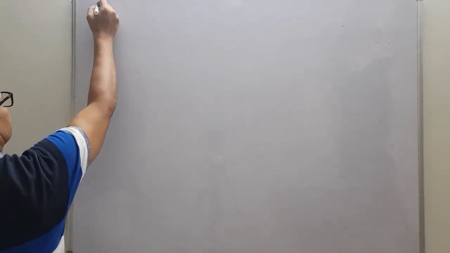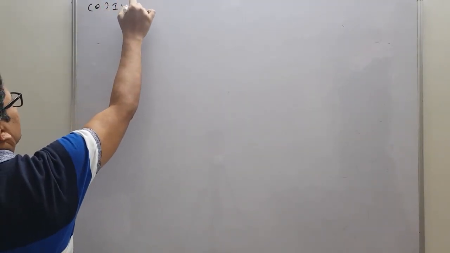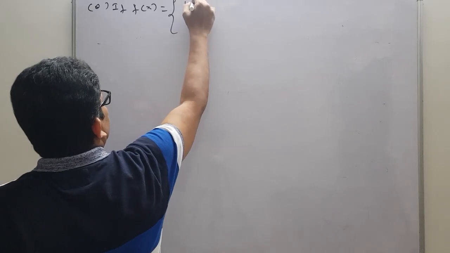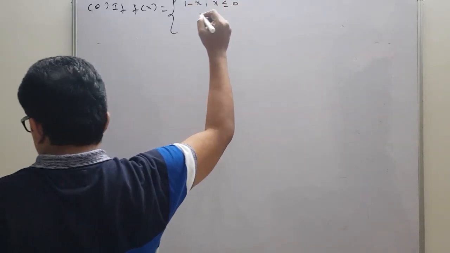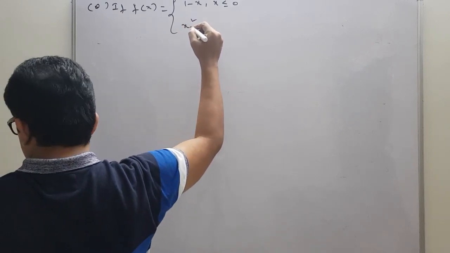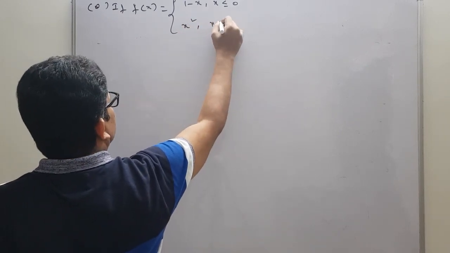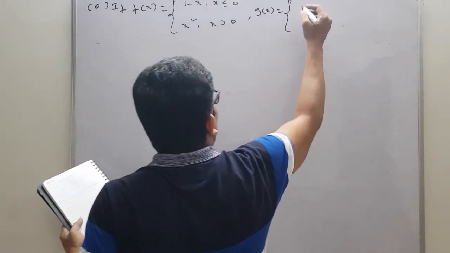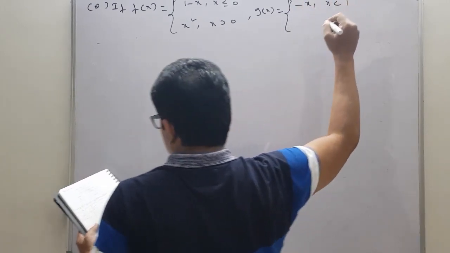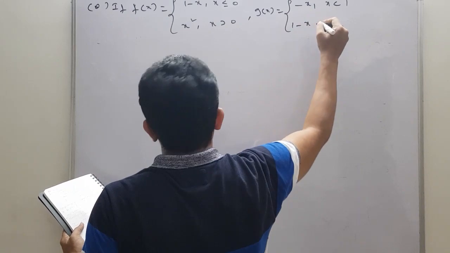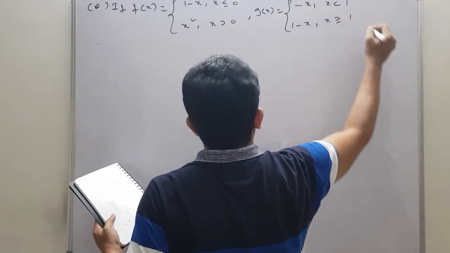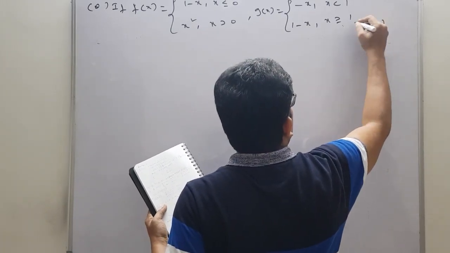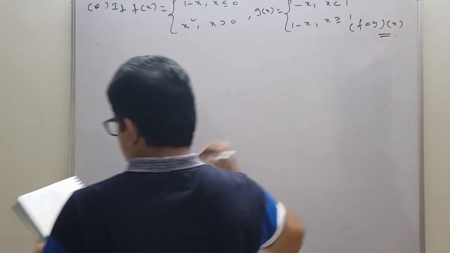The question is, if f of x equals 1 minus x if x is less than or equal to 0, x square if x is greater than 0, and g of x is minus x if x is less than 1, 1 minus x if x is greater than or equal to 1, then find f circle g of x. This is the question.